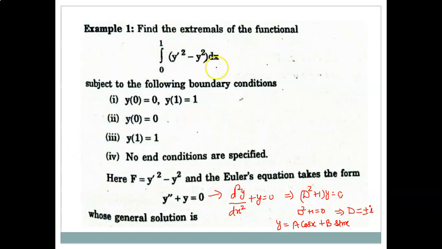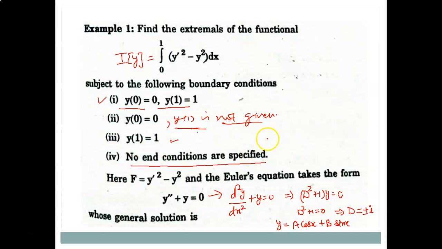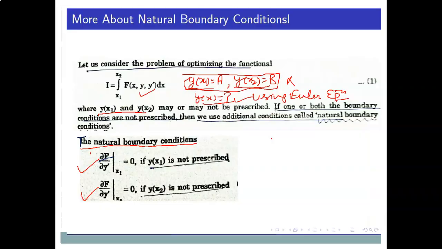We have to find the extremal of this functional. In this functional, you can see four parts are given. The first is the usual case where both the conditions are given. In the second case, we are given the value of y at 0 only, but y at 1 is not prescribed. That means you are going to apply the natural boundary condition in this case. Similarly, in the third one, y at 0 is not given, but y at 1 is given. So you will apply the natural boundary condition in this case also. Now in the fourth one, no end conditions are specified, so you will apply both the natural boundary conditions mentioned over here.